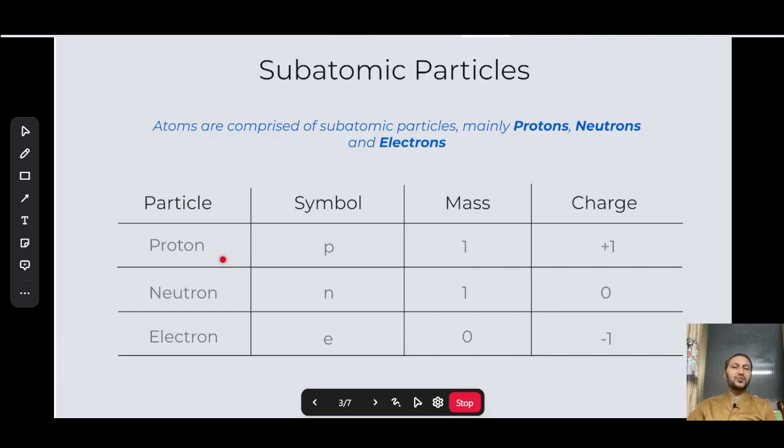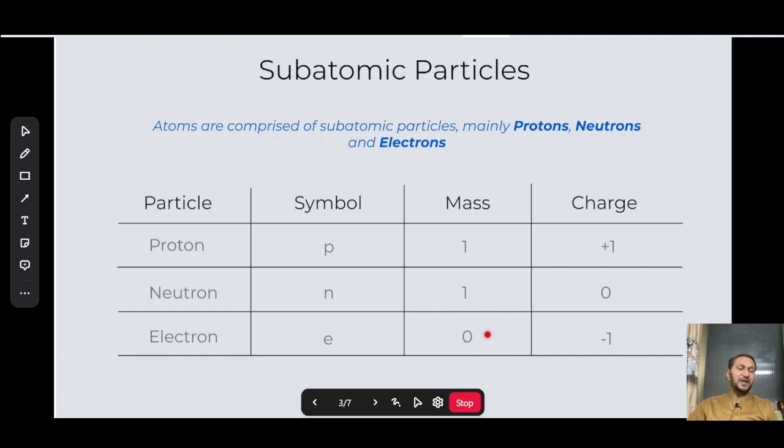Remember that proton is a positively charged particle, P for proton and P for positive charge. And on the other hand, neutrons, which are represented by the symbol N, and its mass is 1, but it is a neutral particle. Neutron for neutral, it means that it has no charge, zero charge. Here we can see in the table it has zero charge. And the third subatomic particle is electron. Its symbol is E and its mass is 0.